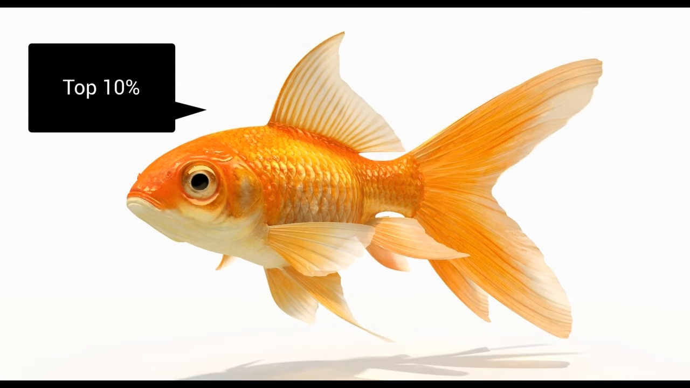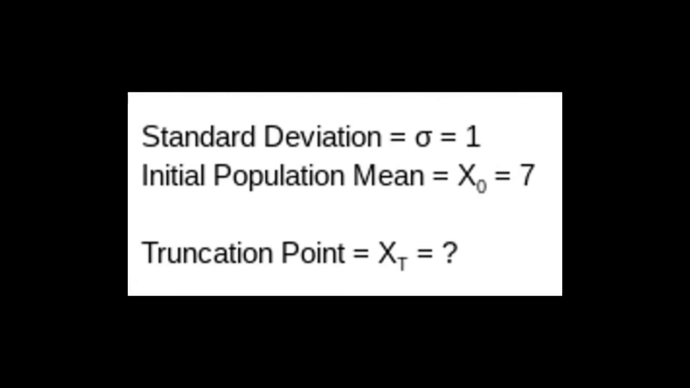The heritability values for goldfish weight are 0.85 for broad sense heritability and 0.67 for narrow sense heritability, or realized heritability. The distribution for goldfish weight follows a normal distribution with a standard deviation of 1 ounce. The initial population mean weight for my original population is 7 ounces.